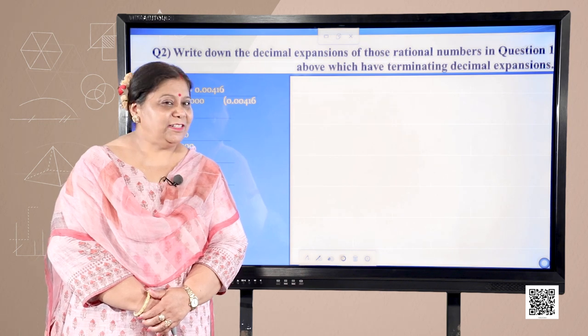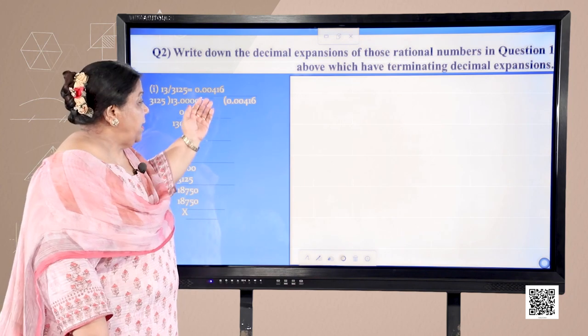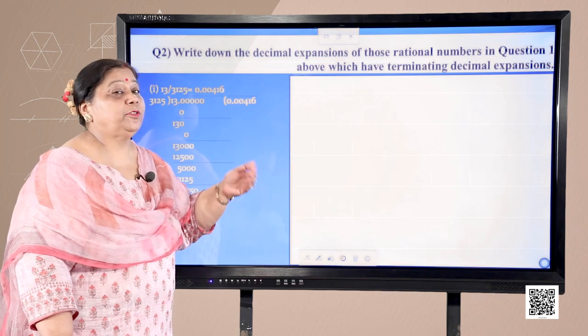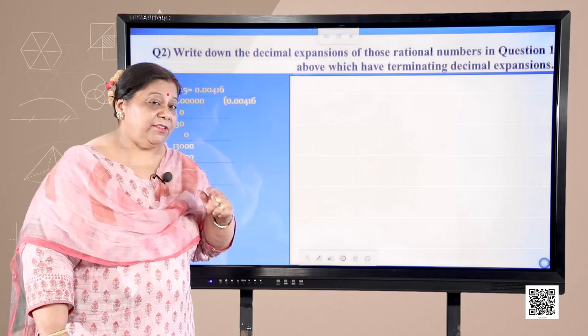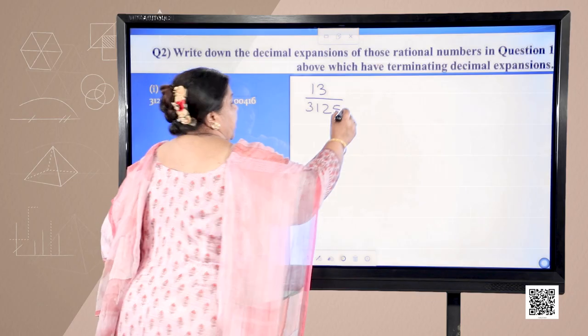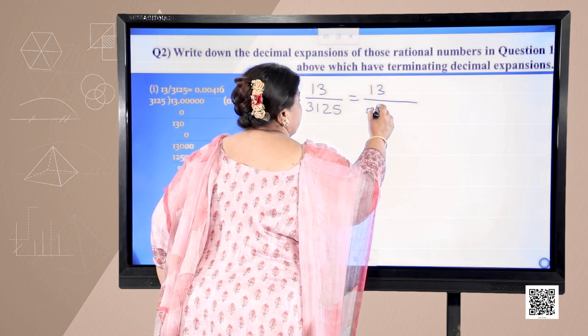So, students, let us look into the next question here, which says, write down the decimal expansions of those rational numbers in the question above which have terminating decimal expansion. Okay, so one method is just by division we can find out the decimal expansion. Let us have another method which is simpler. What we'll be doing in this, we will try to get the denominator in powers of 10. How do we do that? Let me take 13 upon 3125. We have seen that the factors were 5 to the power 5.